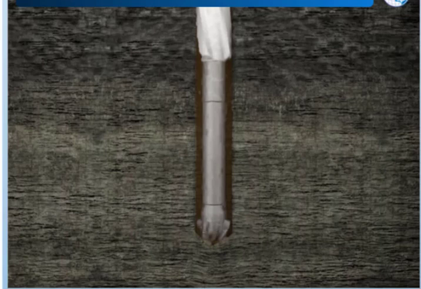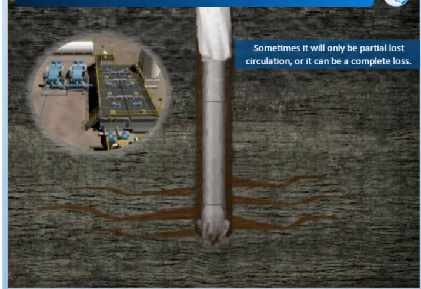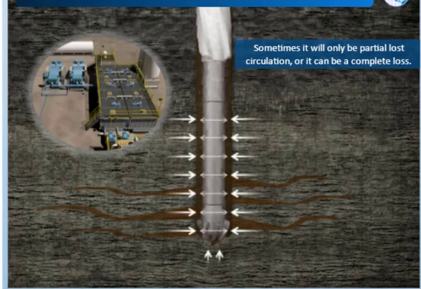Lost circulation occurs as the drilling fluid is being circulated down the drill string and back up through the annulus to the mud pits, and the level of fluid goes down. This is because the drilling fluid is being lost to the formation in the open hole section of the well. Sometimes it will only be partial lost circulation, or it can be a complete loss of drilling fluid, or total losses. If it is not possible to keep the hole full of mud, bottom hole pressure will be reduced, potentially leading to a kick.